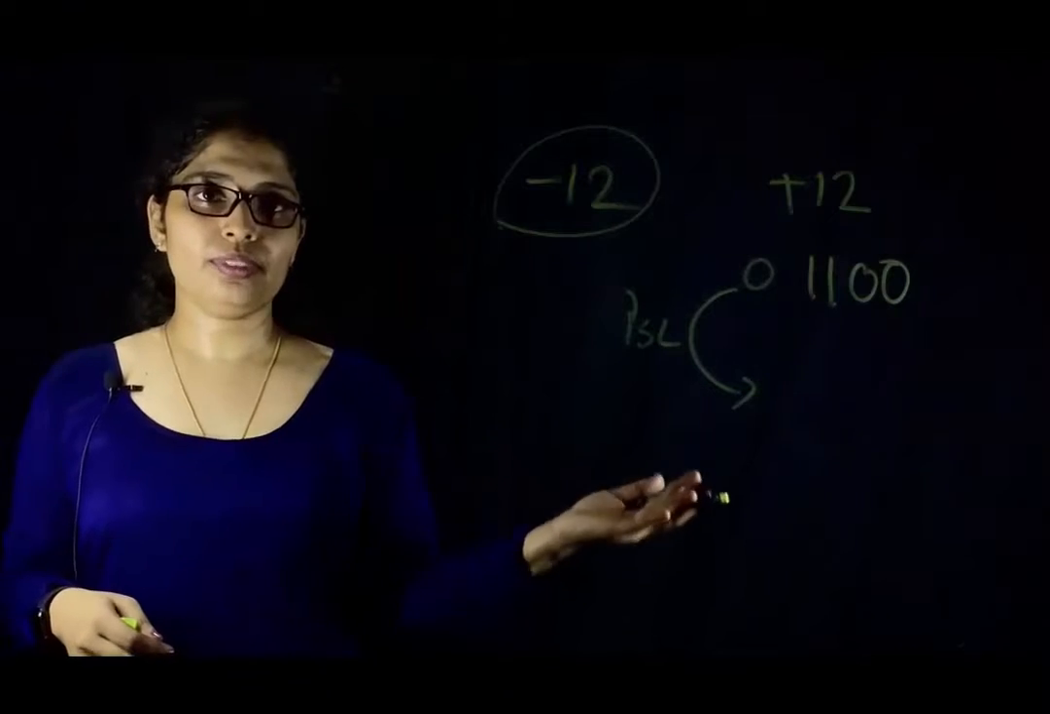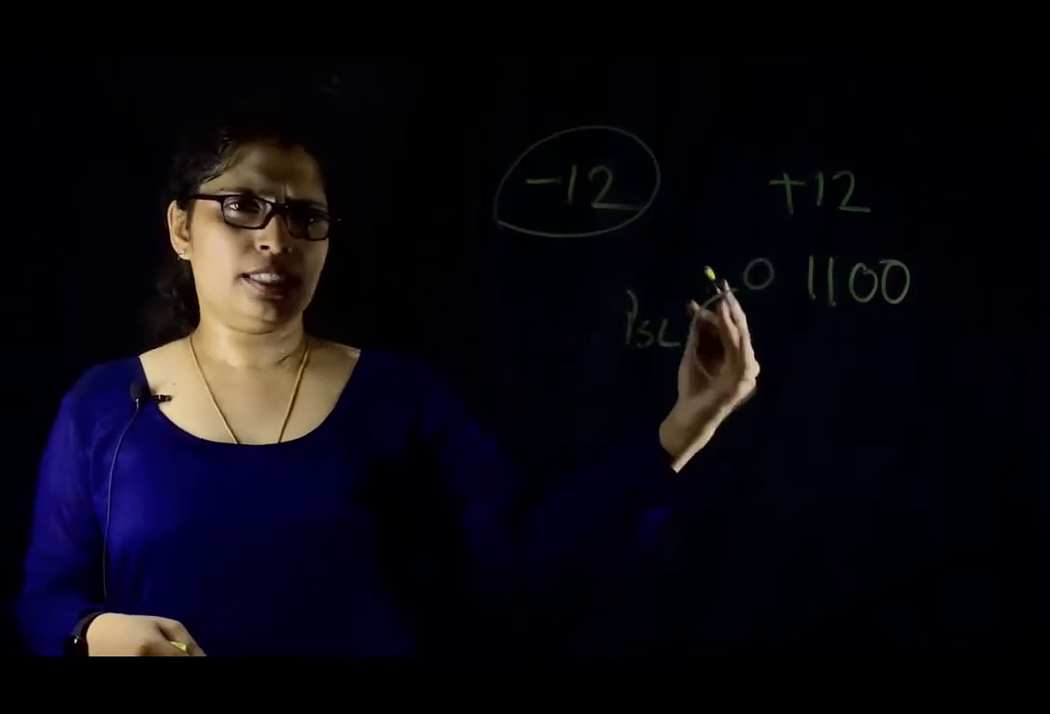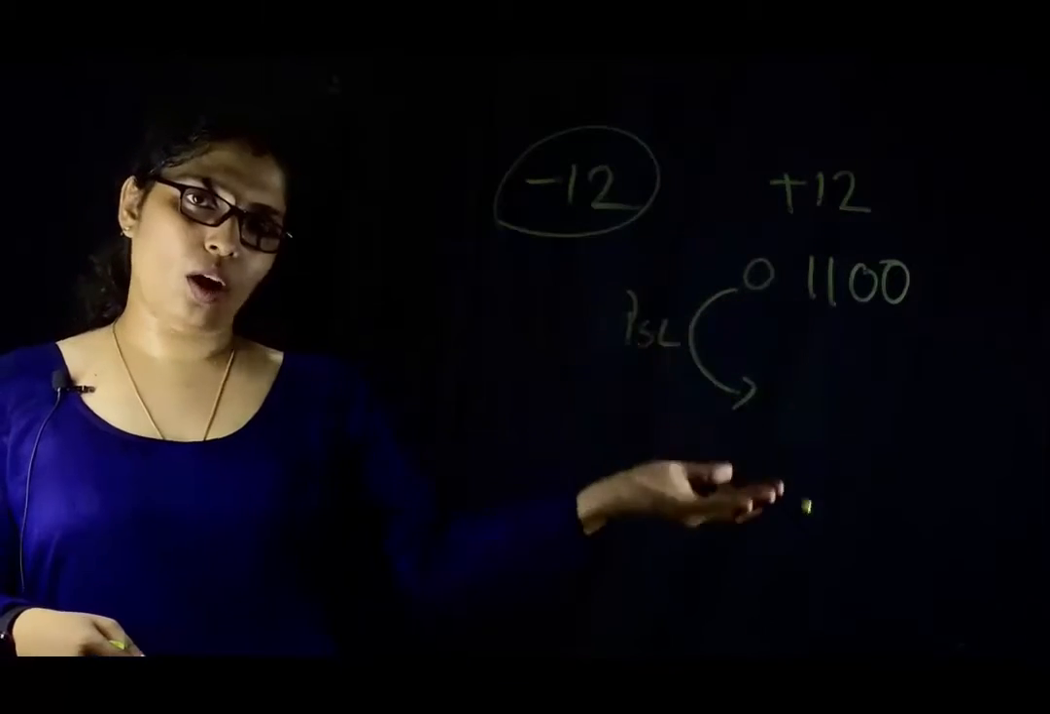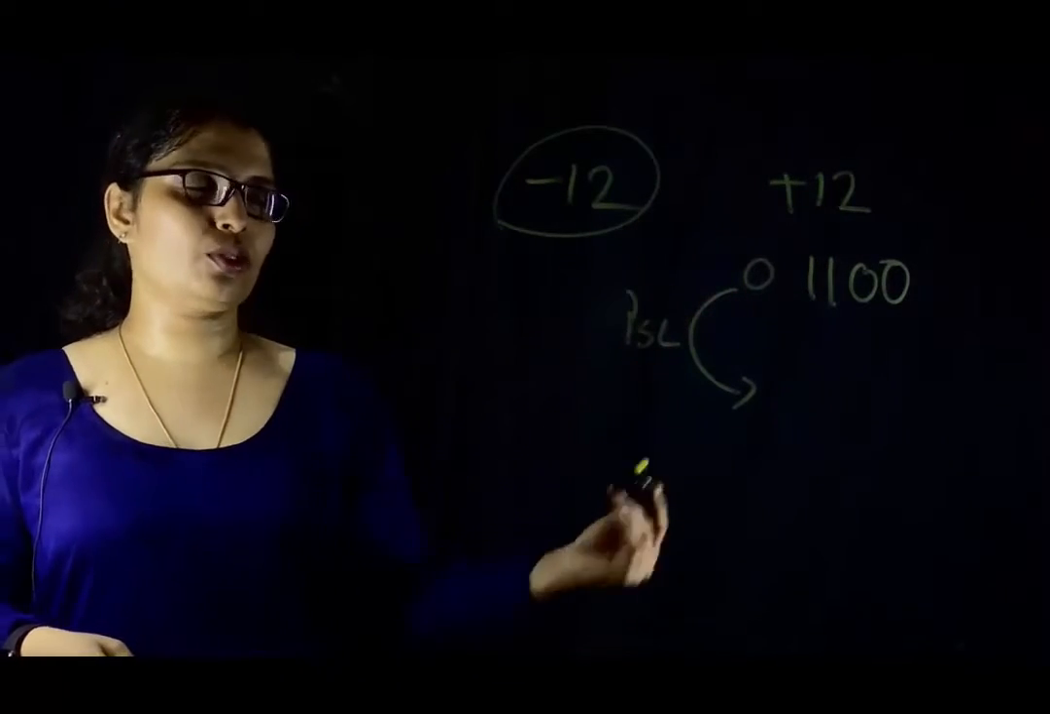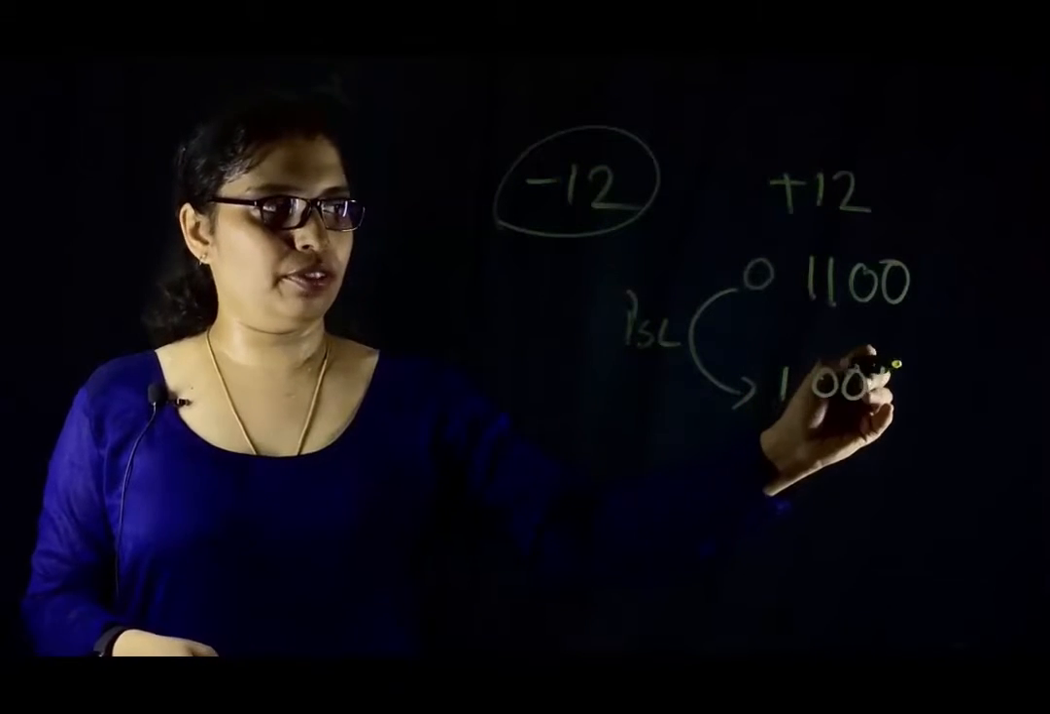Second step, get the 1's complement form of it. That is, simply convert all 0s to 1s and all 1s to 0s. That is the 1's complement representation. So here it forms 1, 0, 0, 1, 1.